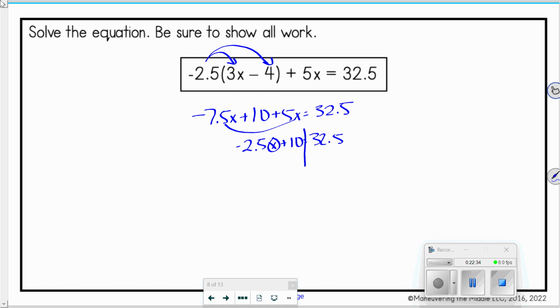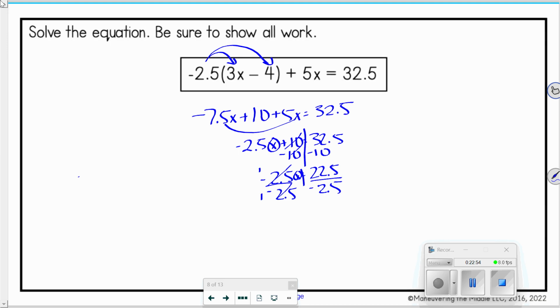Now we're into our solution process. The opposite of adding 10 is subtracting 10. These go away. -2.5x equals 22 and 5/10. Here's my variable. The opposite of multiplying by -2 and 5/10 is dividing by -2 and 5/10. These go away. It becomes 1s.